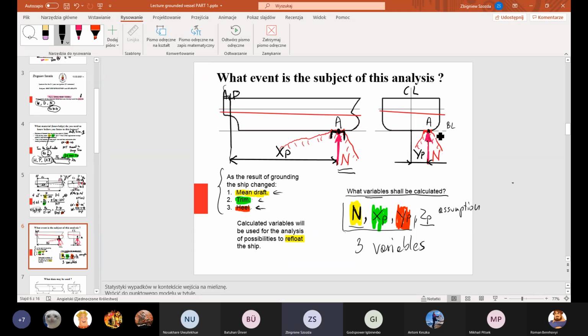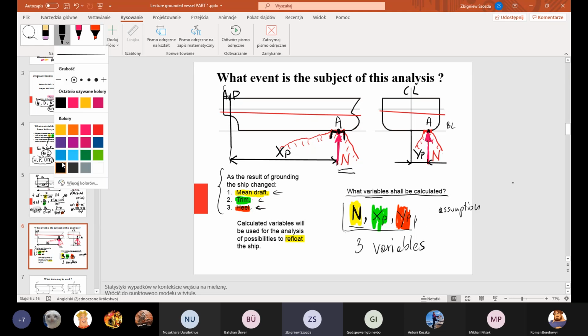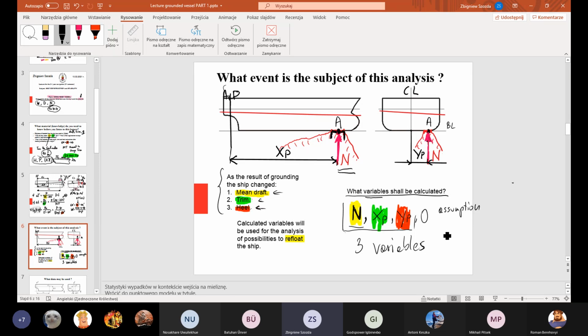And if the point of action lies on the baseline, the distance between point of action and the baseline is equal to 0. So I deleted the ZP, and I put here 0 as an assumption that we will not deal with the vertical position of the point of action.